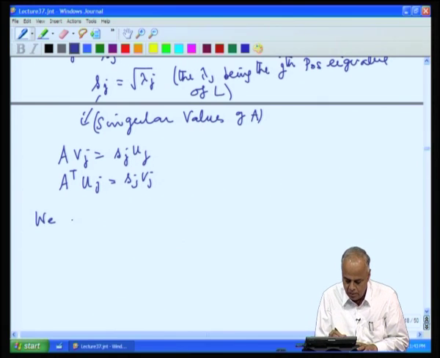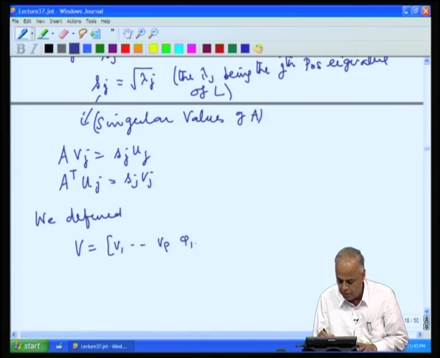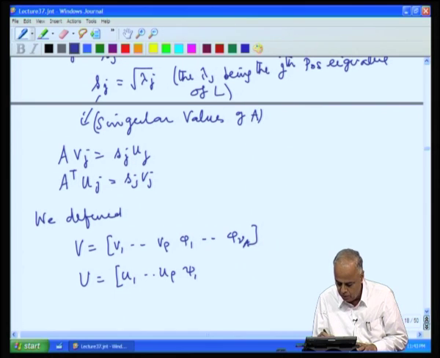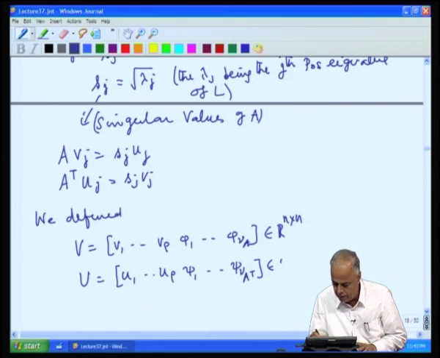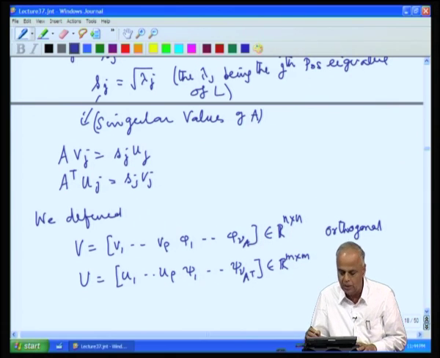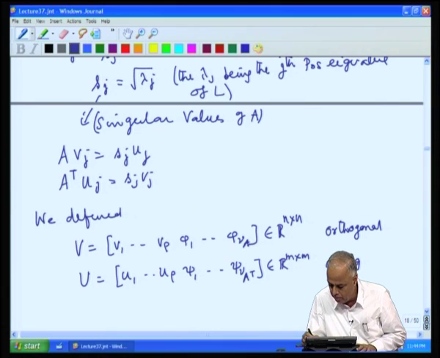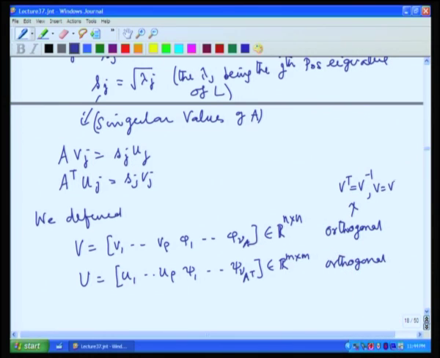Then we defined V to be the matrix whose columns are V 1, V 2, V rho, phi 1, phi 2, phi nu A, and U to be the matrix U 1, U 2, U rho, psi 1, psi 2, psi nu A transpose. This was an n by n matrix, this was an m by m matrix, and this was an orthogonal n by n matrix, that is V transpose V is identity, this was an orthogonal m by m matrix. So, orthogonal here means V transpose is V inverse, and V transpose V is identity. Similarly, U transpose U is identity and each is the inverse of the other.